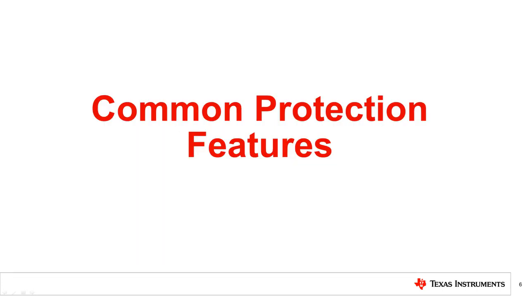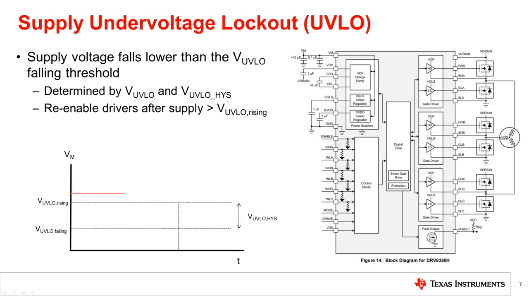Now let's talk about 4 of the most common protection features found in motor drivers. The first protection feature to talk about is supply undervoltage lockout, or UVLO.